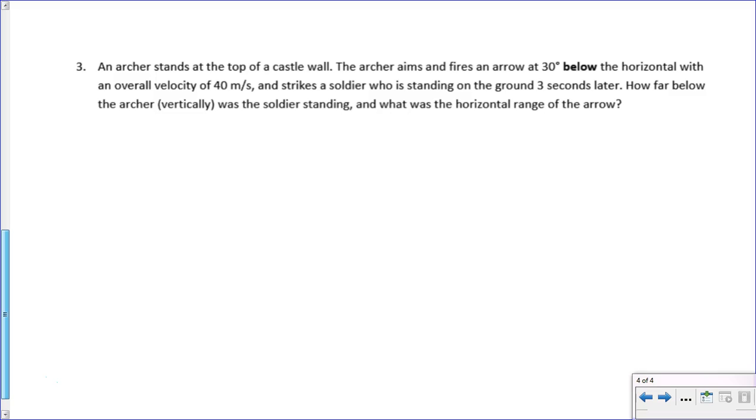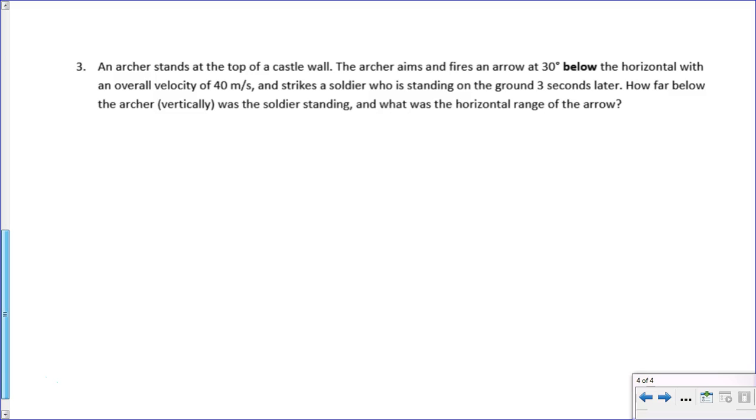On the last problem here, we've got an archer that's standing on top of a castle wall. The archer is going to aim and fire an arrow 30 degrees below the horizontal with an overall velocity of 40 meters per second, and it strikes a soldier below who's standing on the ground. It strikes 3 seconds later. I ask, how far below the archer vertically was the soldier standing, and what was the horizontal range of the arrow?